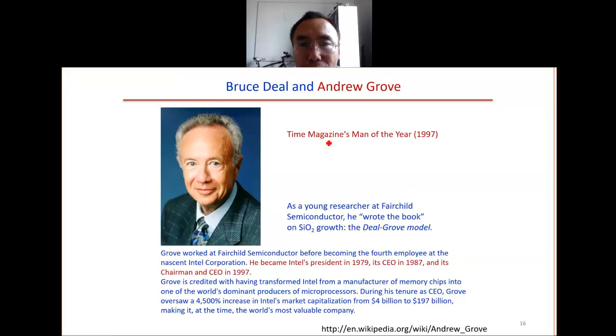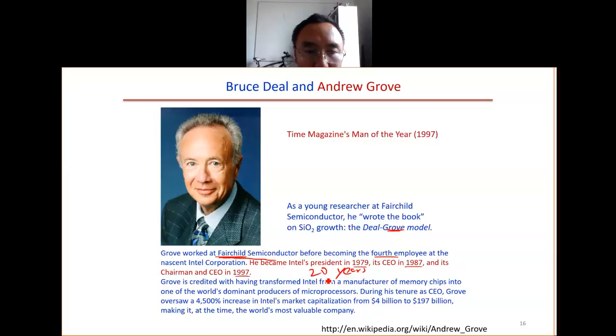He was Time magazine's Man of the Year for 1997. He worked for Fairchild Semiconductor. If you remember from chapter 1, Fairchild is kind of the founder of Silicon Valley. All the big names of the Silicon Valley companies come from Fairchild. Andrew Grove was the fourth employee at Intel. He became the president in 1979, the CEO in 1987, and the chairman in 1997. So you can see he led Intel for more than 20 years.